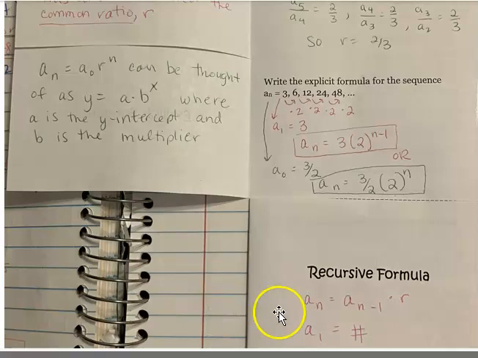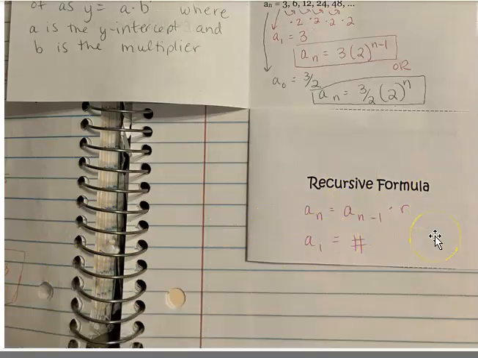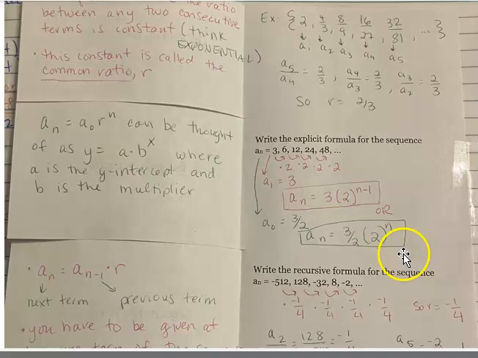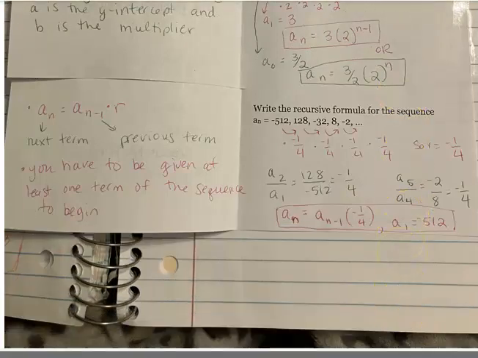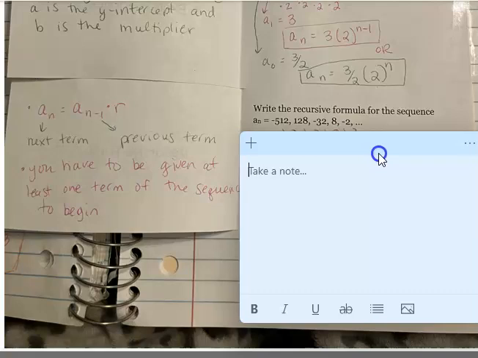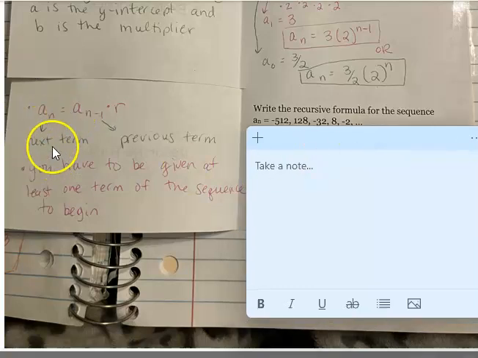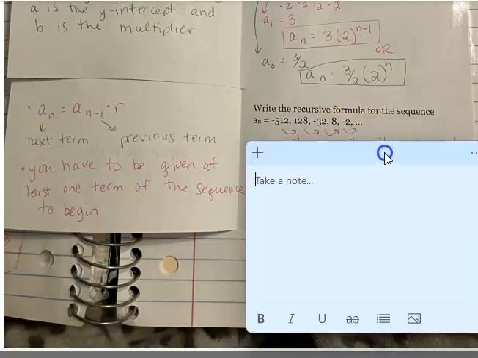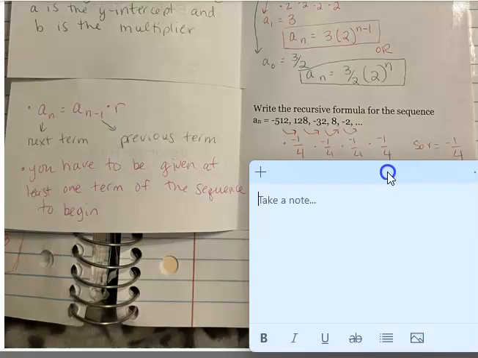And then for the last tab, talking about the recursive formula, remember, a sub n represents the next term. A sub n minus 1 represents the previous term, and r is that common ratio. You do have to be given at least one part of this to be able to begin, so you would have to say a sub 1 equals some number, a sub 0 is equal to some number, and so forth. In this case, a sub n is equal to negative 5/12, 128, negative 32, and so forth.